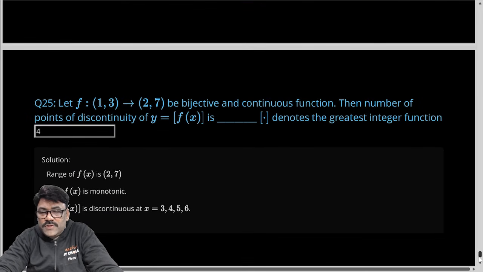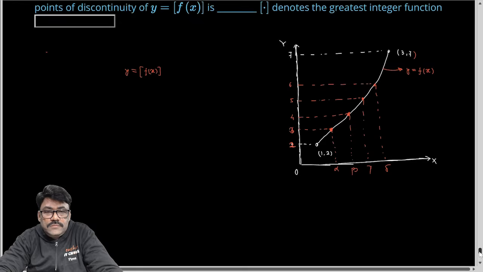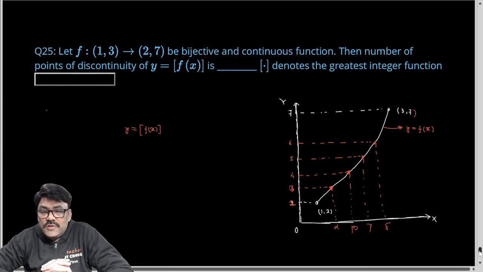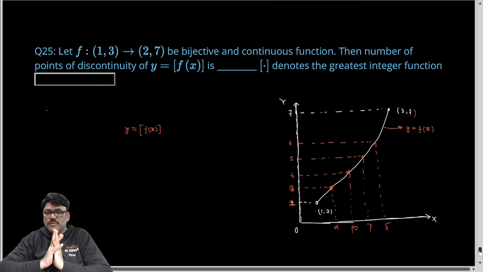The number of points where the function, the integral part of f(x), is discontinuous is 4. Your function is discontinuous at the points x equals alpha, beta, gamma, delta. Or you can say that it is discontinuous where f(x) is equal to 3, 4, 5, 6. Not x, at f(x) equal to 3, 4, 5, 6.